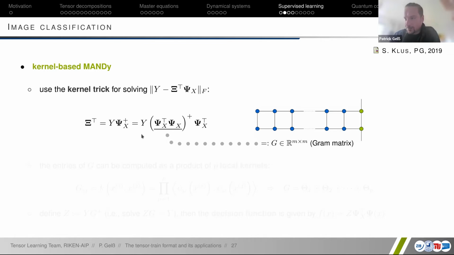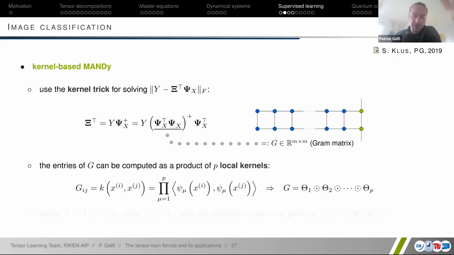So this was the setting we used for MANDy. But we can also rewrite this using the kernel trick, plugging in an alternative expression for the pseudo-inverse. What we then get is the Gram matrix. We only have to take our transformed data tensor and multiply it with itself, and then we get a low-dimensional matrix, G, which can be used to solve this minimization problem.